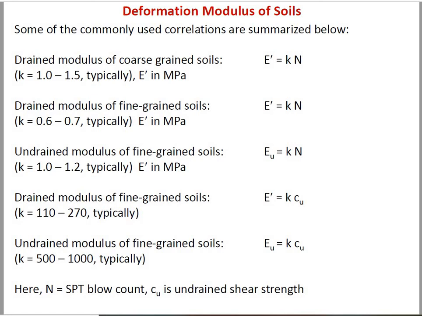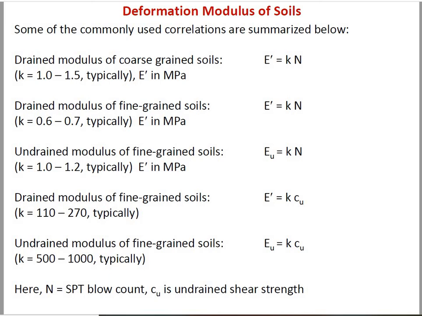Now the undrained modulus for fine grain soil, which definitely applies to fine grain soils only, is represented as Eu equal to K into N. Here K ranges from 1 to 1.2. Now for the drained modulus, which is the long-term modulus for fine grain soil: generally for field application of fine grain soils we need quick results, so we go with the undrained modulus. But in situations where you need to check the long-term deformation, you go for the drained modulus.